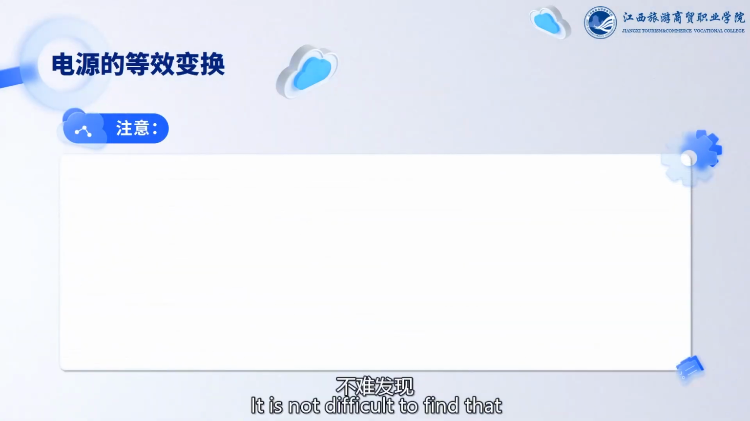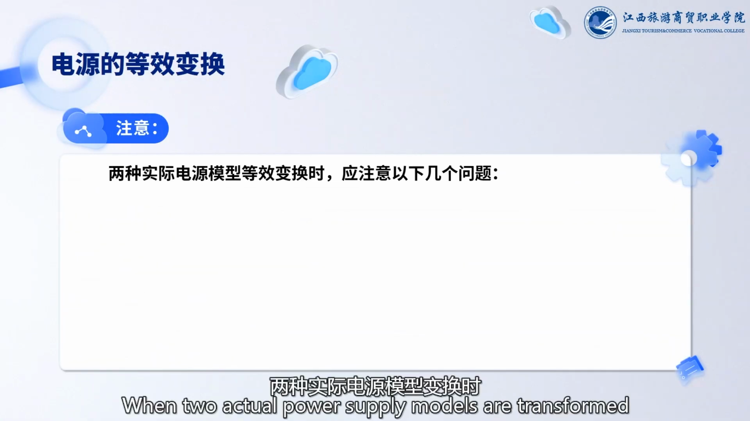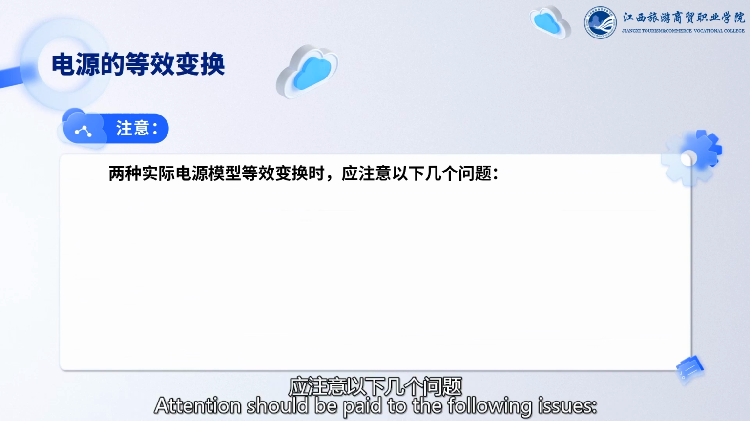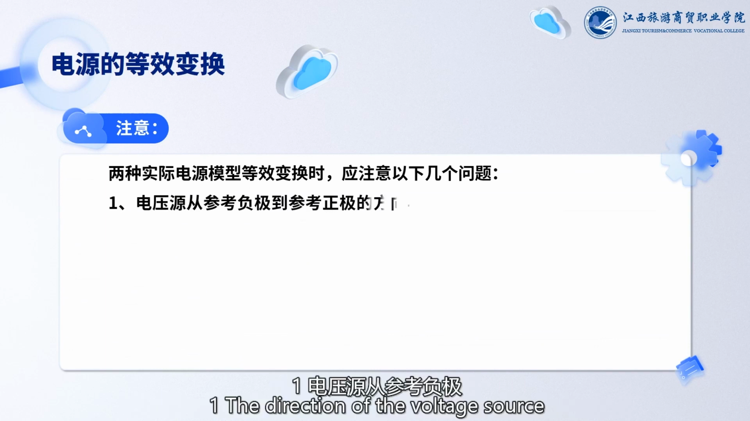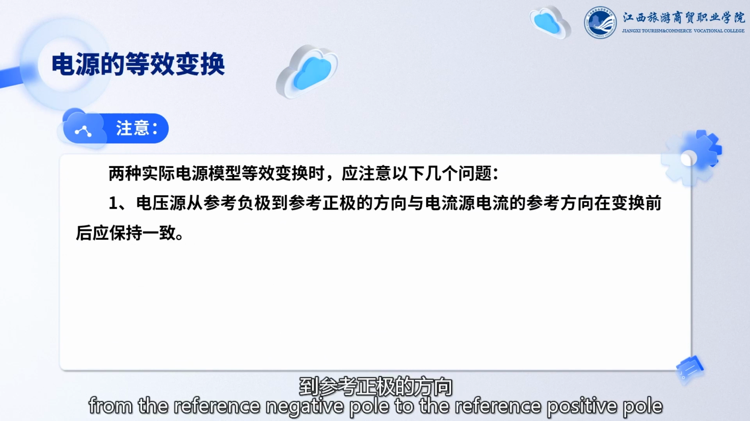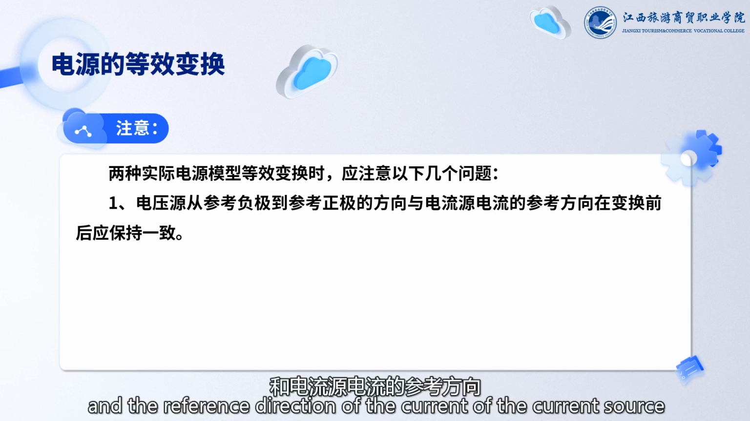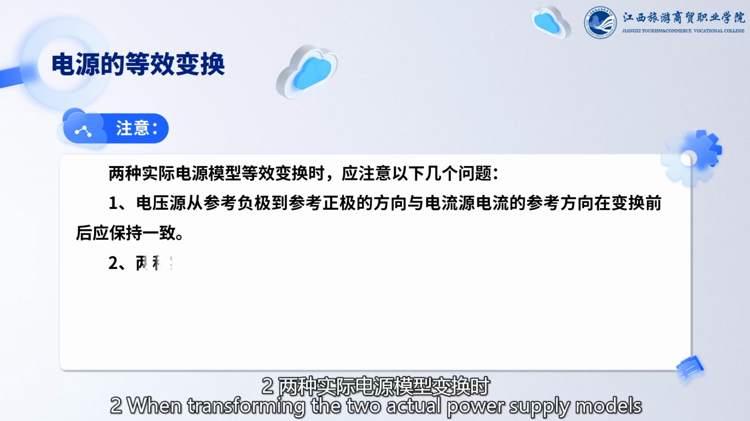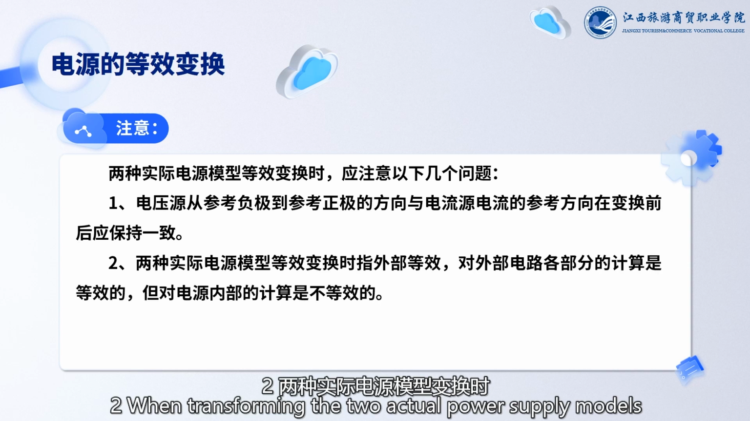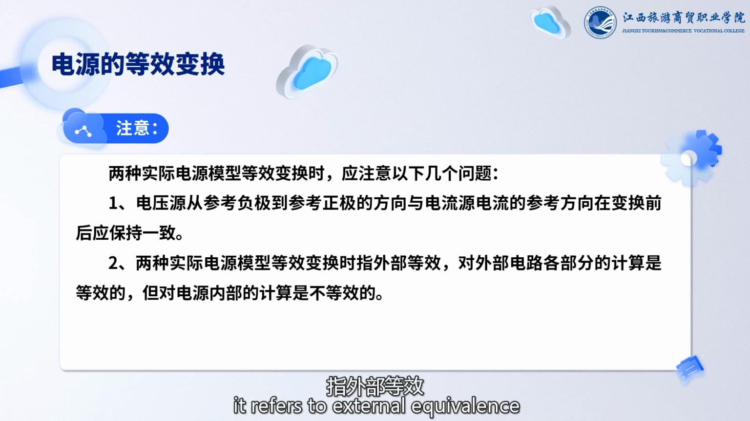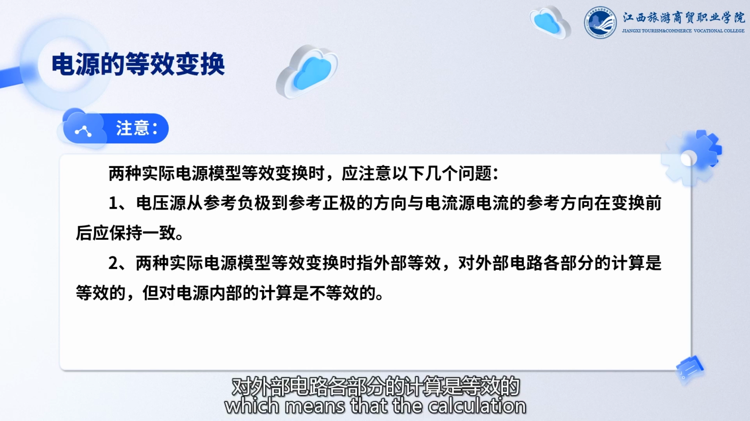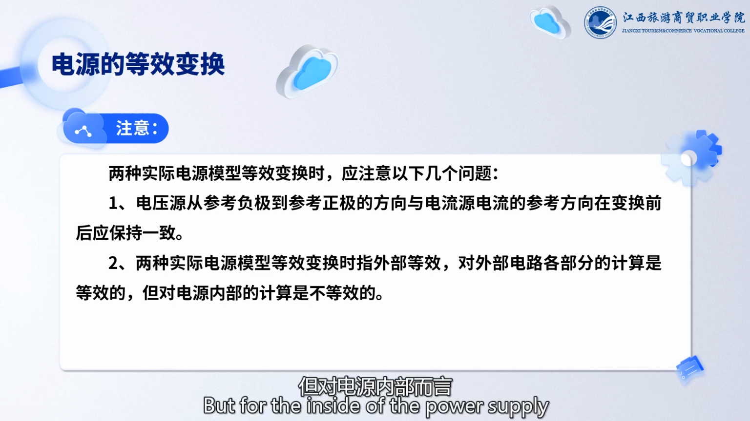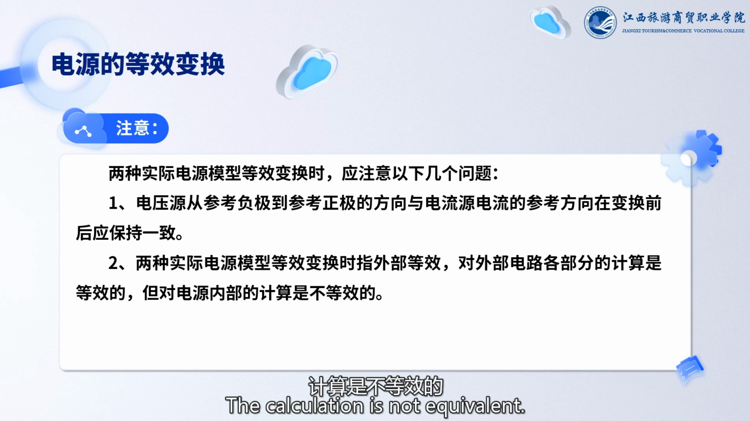It is not difficult to find that when two actual power supply models are transformed, attention should be paid to the following issues. 1. The direction of the voltage source from the reference negative pole to the reference positive pole, and the reference direction of the current source should be consistent before and after the transformation. 2. When transforming the two actual power supply models, it refers to external equivalence, which means that the calculation of each part of the external circuit is equivalent. But for the inside of the power supply, the calculation is not equivalent.